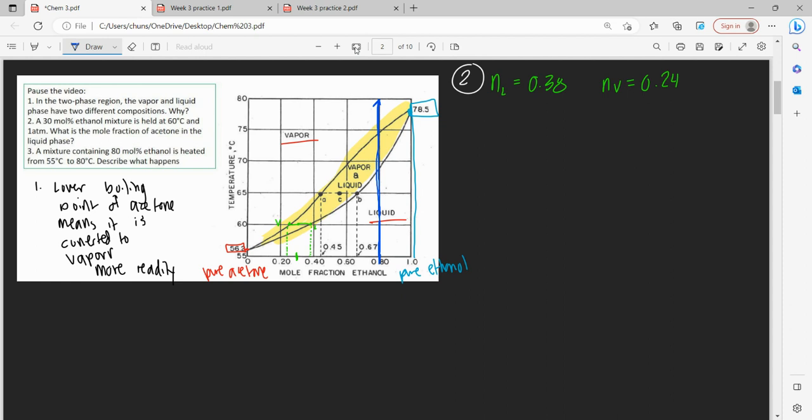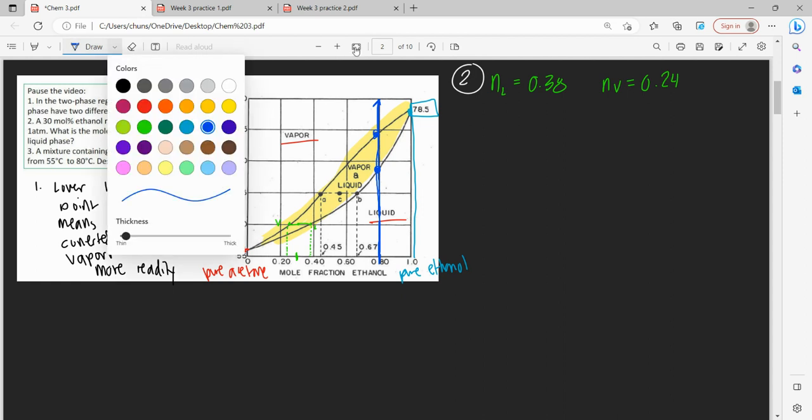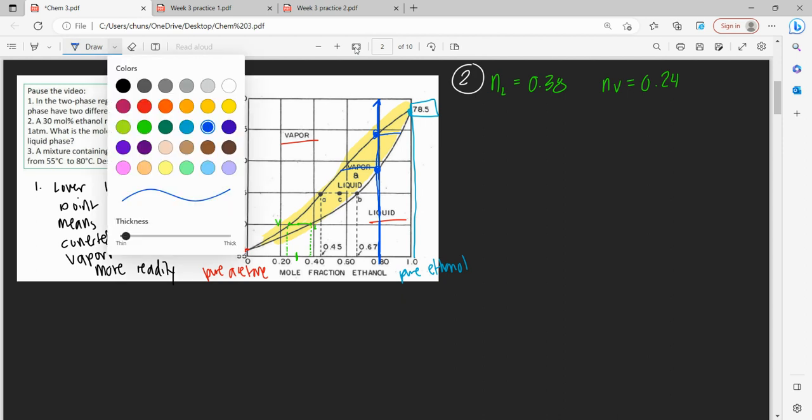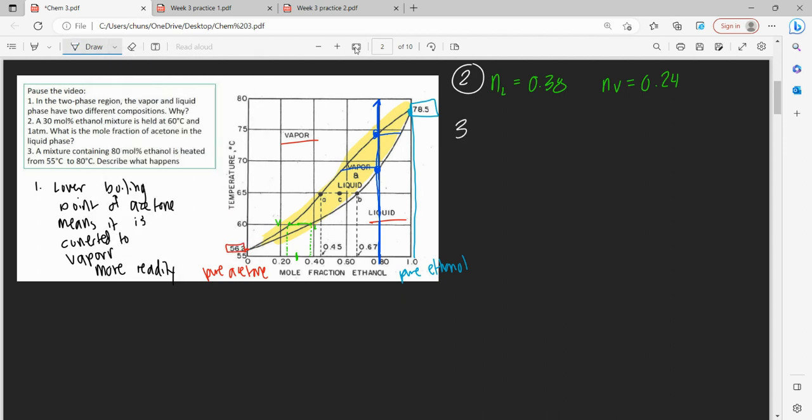So describe what happens. As you can see, this line intersects our liquid curve as well as our vapor curve. And we can imagine reading across. We're going to start with our liquid phase. As we increase temperature, it turns to vapor.